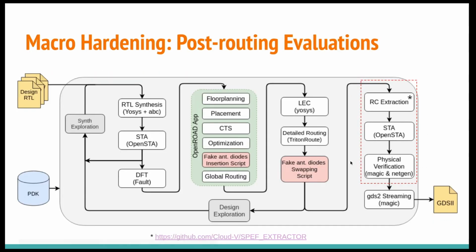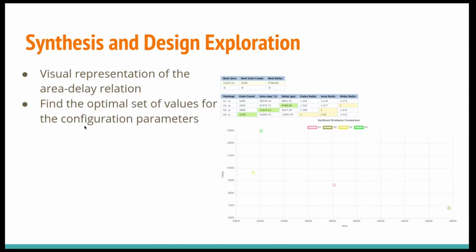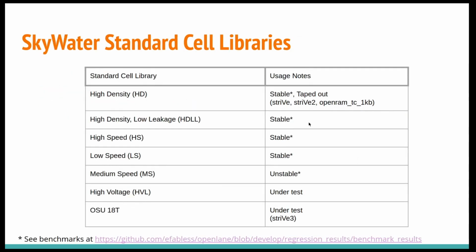A similar idea can be applied flow-wide by sweeping different sets of configuration parameters and inspecting the resulting layouts. This is helpful to find the optimal set of values for some of the configuration parameters, like the optimal core utilization and placement densities, and so on. We commonly use these techniques to ensure that there is an optimal set of configuration parameters for each design of our design test set of around 40 designs, which can be seen on this link that is on the screen.